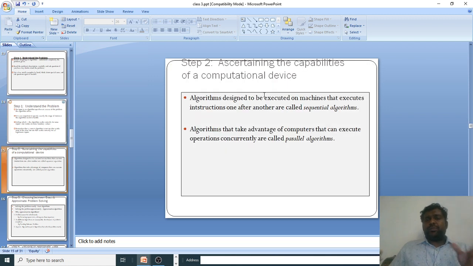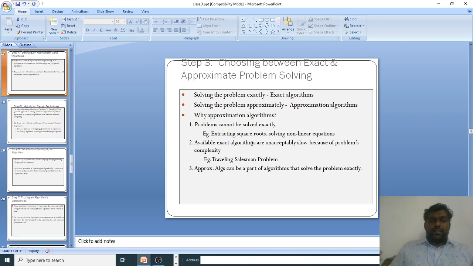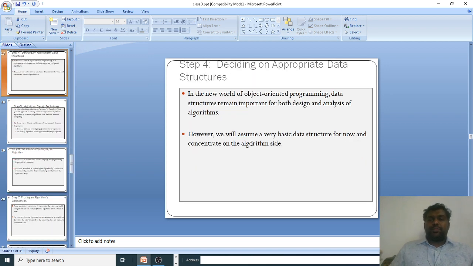Step 2, the computational device: whether you're going to use a sequential algorithm or a parallel algorithm for execution. Next, whether the problem needs an exact solution or an approximate solution. Finding a square root cannot be solved exactly, you only get approximate values, whereas in the traveling salesman problem you get an exact solution, but it takes time.